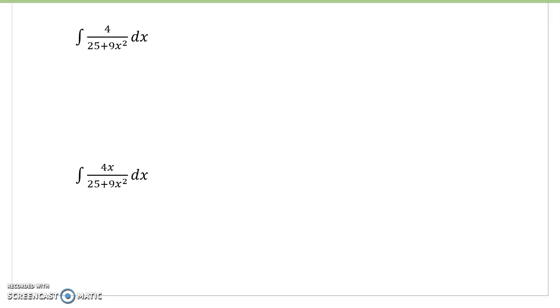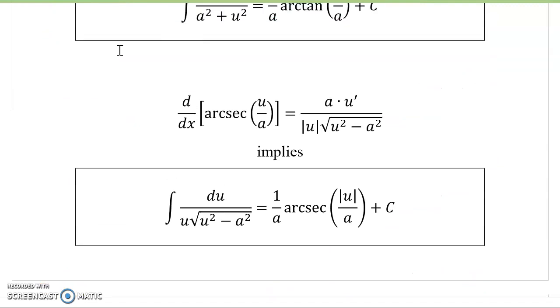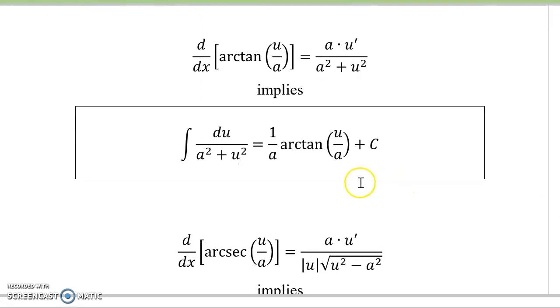Let's talk about that first one. That should look familiar to you. It should look kind of like the arctan, right? We've got a constant on the top, and we've got constant squared plus variable squared, right? Let's go back up here and take a look. We've got a constant on the top, along with the du or the dx, and then we have a constant squared plus variable squared on the bottom.